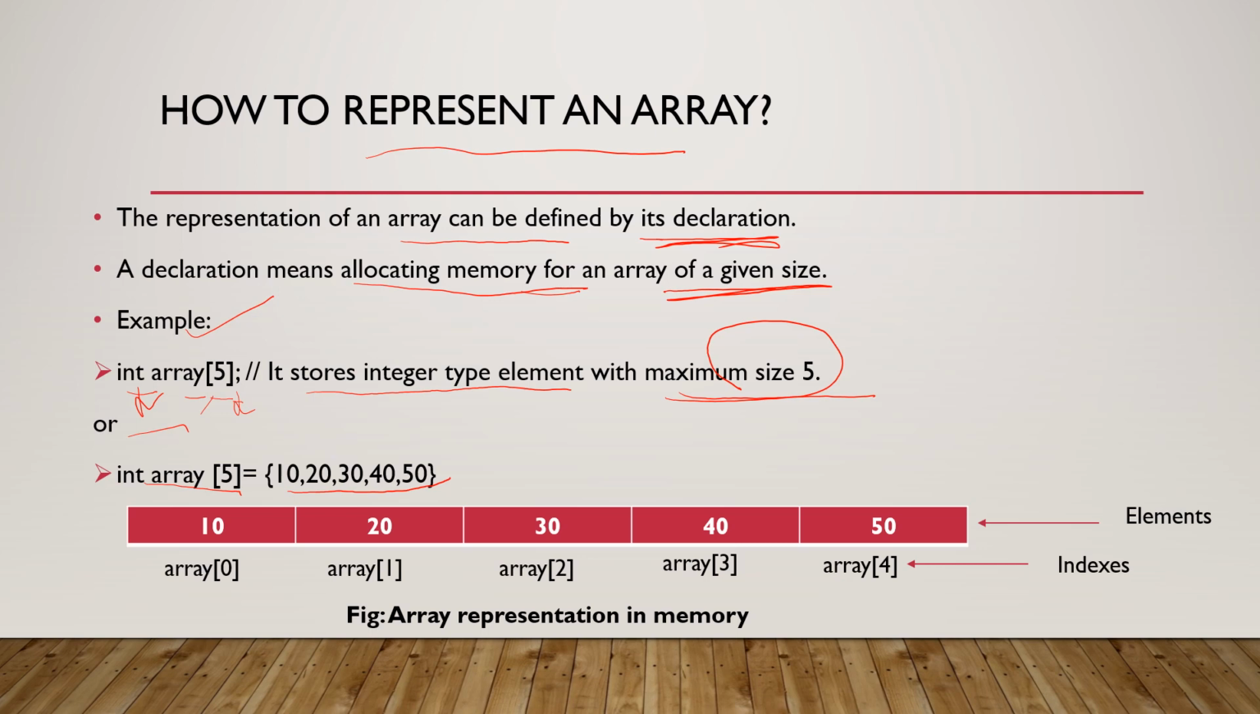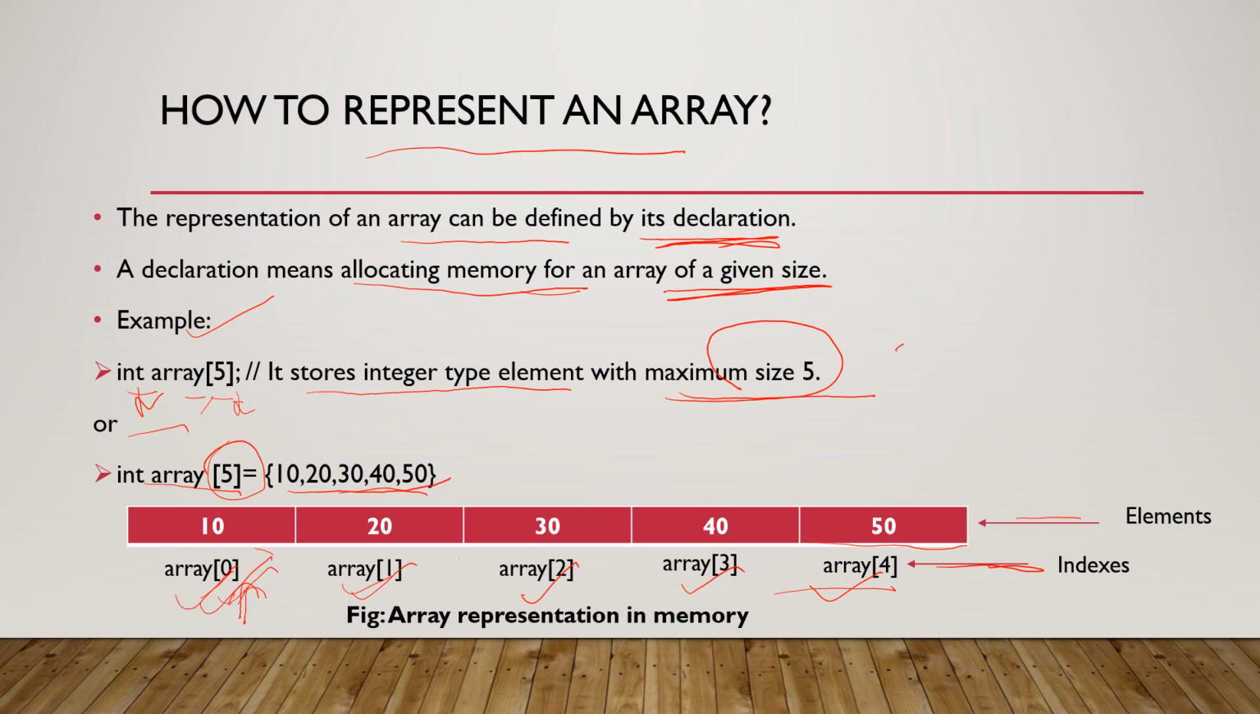So these elements are represented in memory in this form. 10, 20, 30, 40, 50 are the array elements. And array[0], array[1], array[2], array[3], array[4] are the index numbers. These are the indexes, these are the elements. As we have considered 5 is the maximum size, so 5 elements we have taken here. And we have already mentioned earlier that the first index of an array always starts with 0.